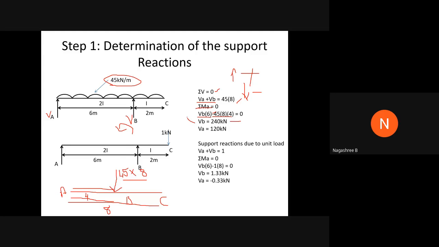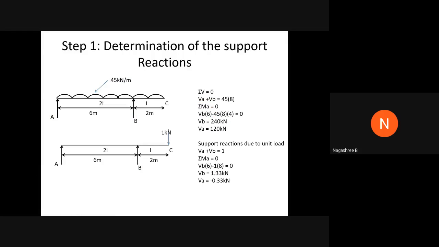Substitute the value of VB in this equation. You will get the value of VA as 120 kilonewton. Are you getting these values? Yes, ma'am. So shall I proceed? Yes, ma'am.